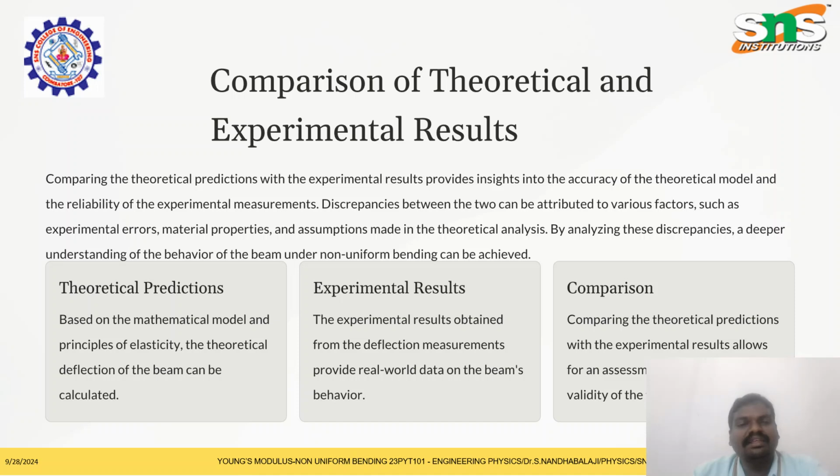Comparison of theoretical and experimental values. Comparing the theoretical predictions with the experimental results provides insight into the accuracy of the theoretical model and the reliability of the experimental measurements. Discrepancies between the two can be attributed to various factors such as experimental errors, material properties, and assumptions made in the theoretical analysis. By analyzing these discrepancies, a deeper understanding of the behavior of the beam under non-uniform bending can be achieved.